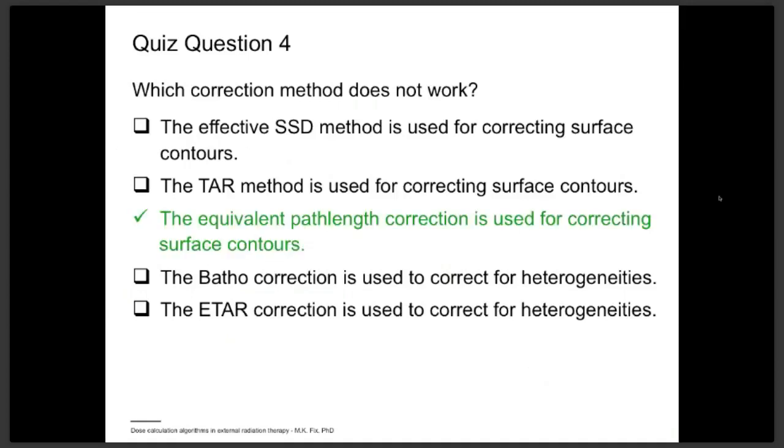Okay, most picked it right. The equivalent path length correction is used for correcting surface contours would not work. That's just for getting the inhomogeneities right.